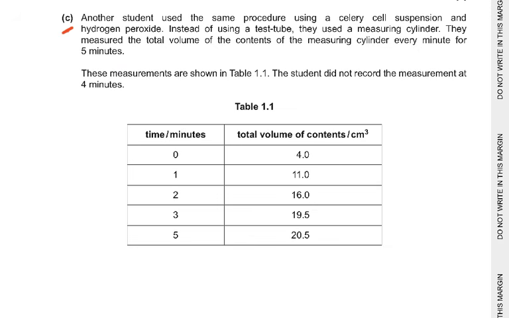Now we come to part C of the question. Another student used the same procedure using a celery cell suspension and hydrogen peroxide. Instead of using a test tube, they used a measuring cylinder. They measured the total volume of the contents of the measuring cylinder every minute for 5 minutes. These measurements are shown in table 1.1. The student did not record the measurement at 4 minutes.